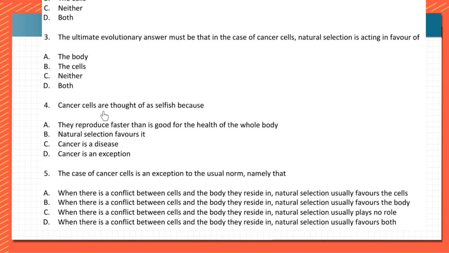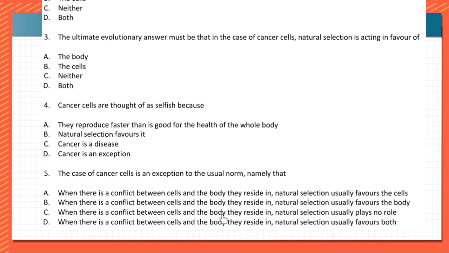Next question: the cancer cells are thought of as selfish. See, the first question also was mentioning cancer cells as selfish. Here also they are mentioning the cancer cells as selfish. Why? Because they reproduce faster than is good for the health of the whole body. Natural selection favors it. Cancer is a disease. Cancer is an exception. We'll see. Fifth one: the case of cancer cells is an exception to the usual norm, namely that when there is conflict between cells and the body they reside in, natural selection favors the cell.